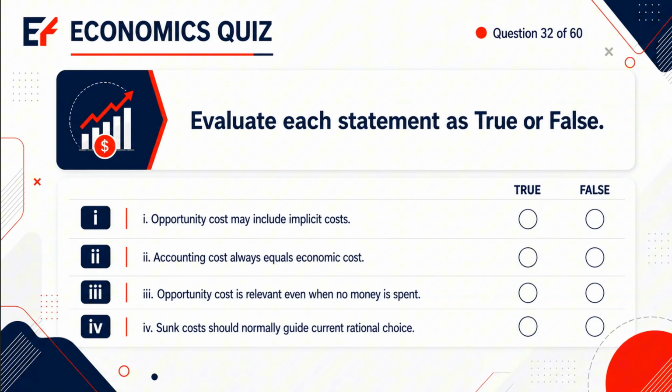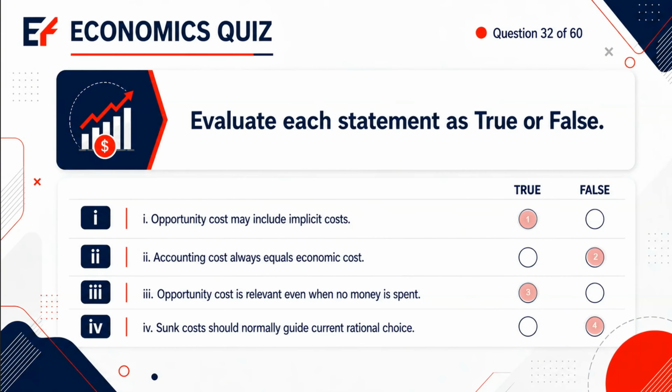Question 32. Evaluate each statement as true or false. Opportunity cost may include implicit costs. The correct answer is true. Accounting cost always equals economic cost. The correct answer is false. Opportunity cost is relevant even when no money is spent. The correct answer is true. Sunk costs should normally guide current rational choice. The correct answer is false.